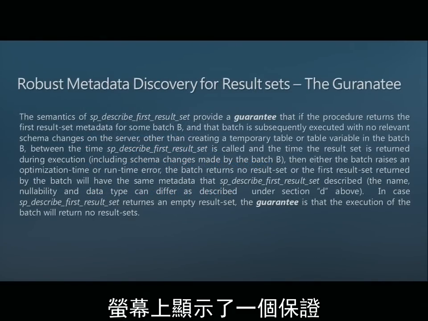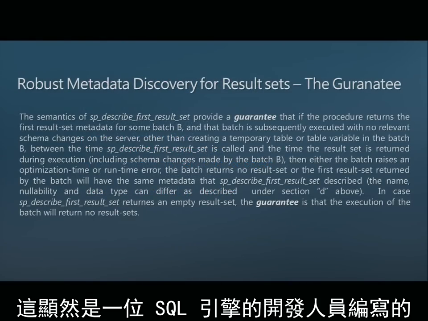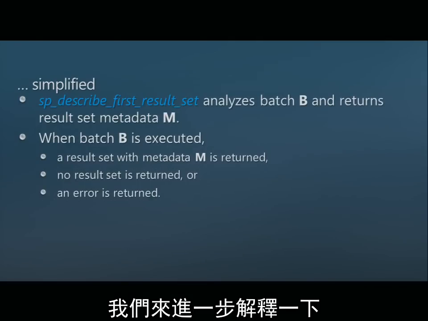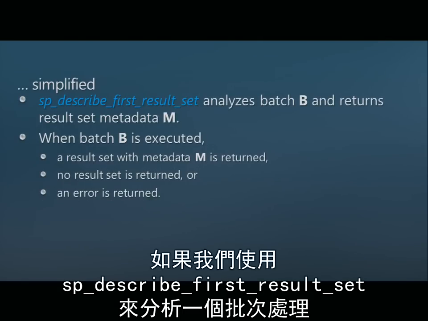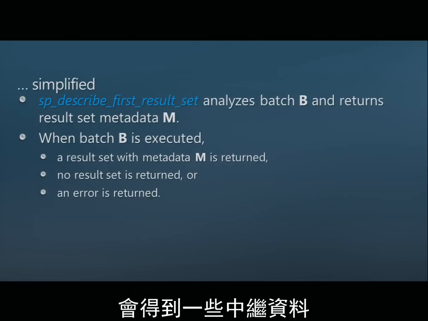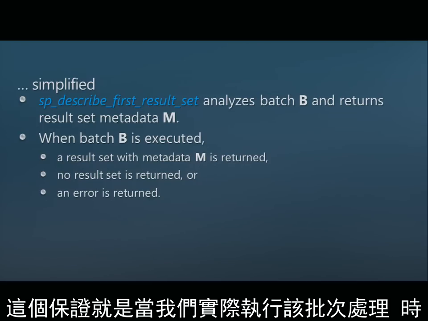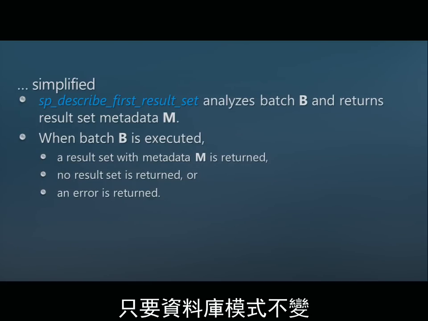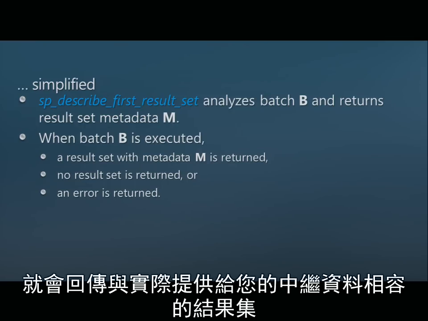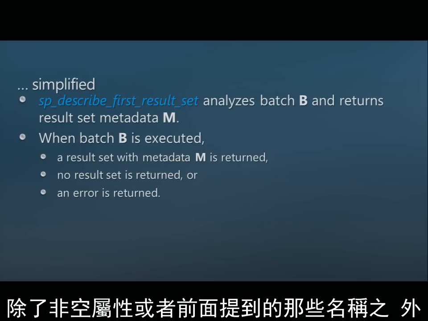This is the guarantee that we provide, and this is clearly a developer in the SQL engine that wrote this. What we're saying is basically if we analyze a batch with sp_describe_first_result_set and give you some metadata back, the guarantee is when you actually execute this batch, as long as no schema in the database was changed, we will return a compatible result set with the metadata that we actually gave you, barring the nullability and the names that I mentioned.